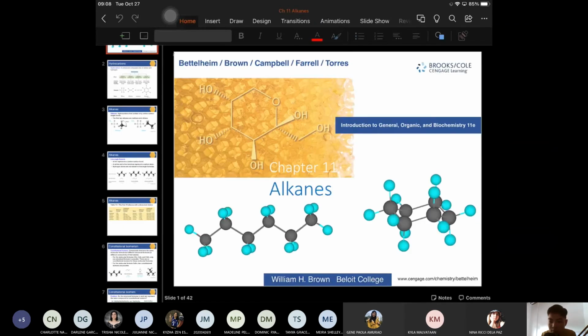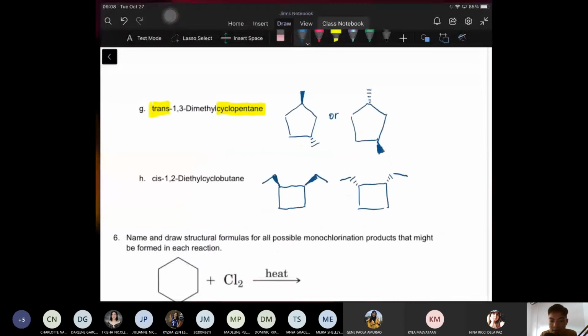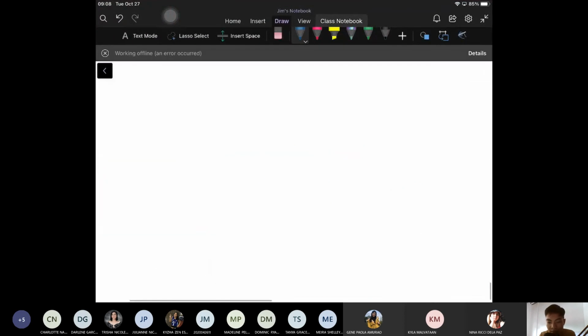By the way, punta muna tayo, balik tayo sa reaction, no? Para tuluyan na lang natin.